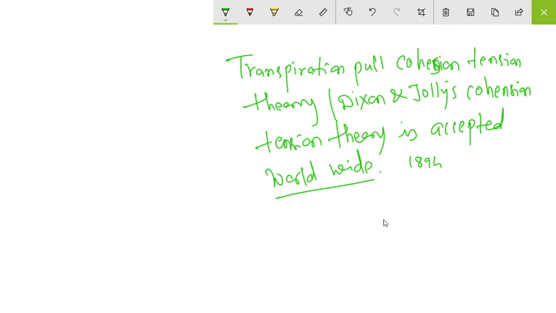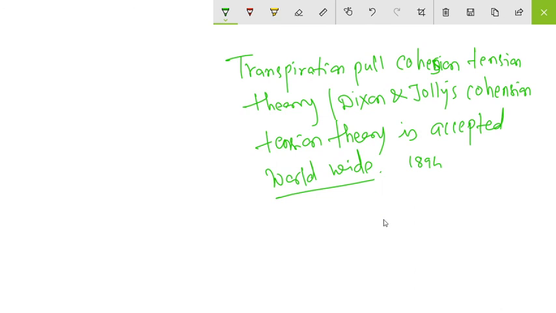This theory has one objection. There may be a temperature difference between day and night time, and due to that, in some large vessels of the xylem there may be a creation of air bubbles. These air bubbles may sometimes block the water column, or break the water column, or block the xylem vessel.